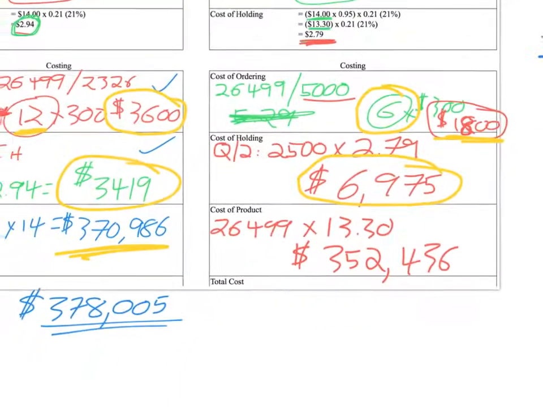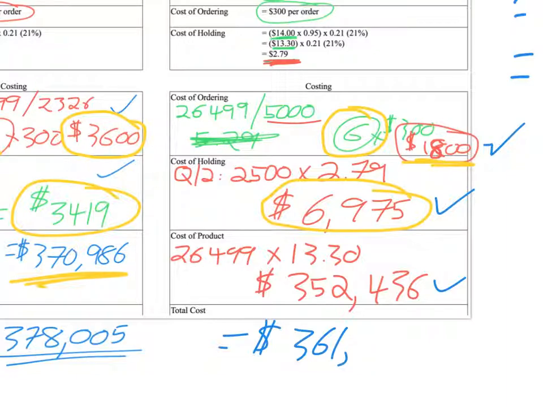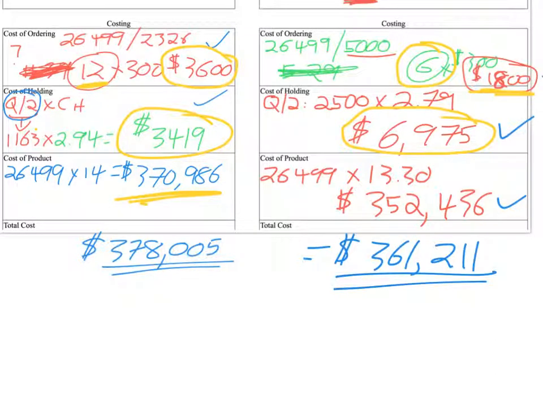I think there's 70 cents added onto that, so I'm just doing a little bit of basic rounding. So again, I'm going to add these three things: our holding costs, our ordering costs, and the product cost. So let's see what this equals. 352,436 plus 6,975 for holding plus our ordering cost of $1,800. So in this scenario, our net expense is $361,211. All right.